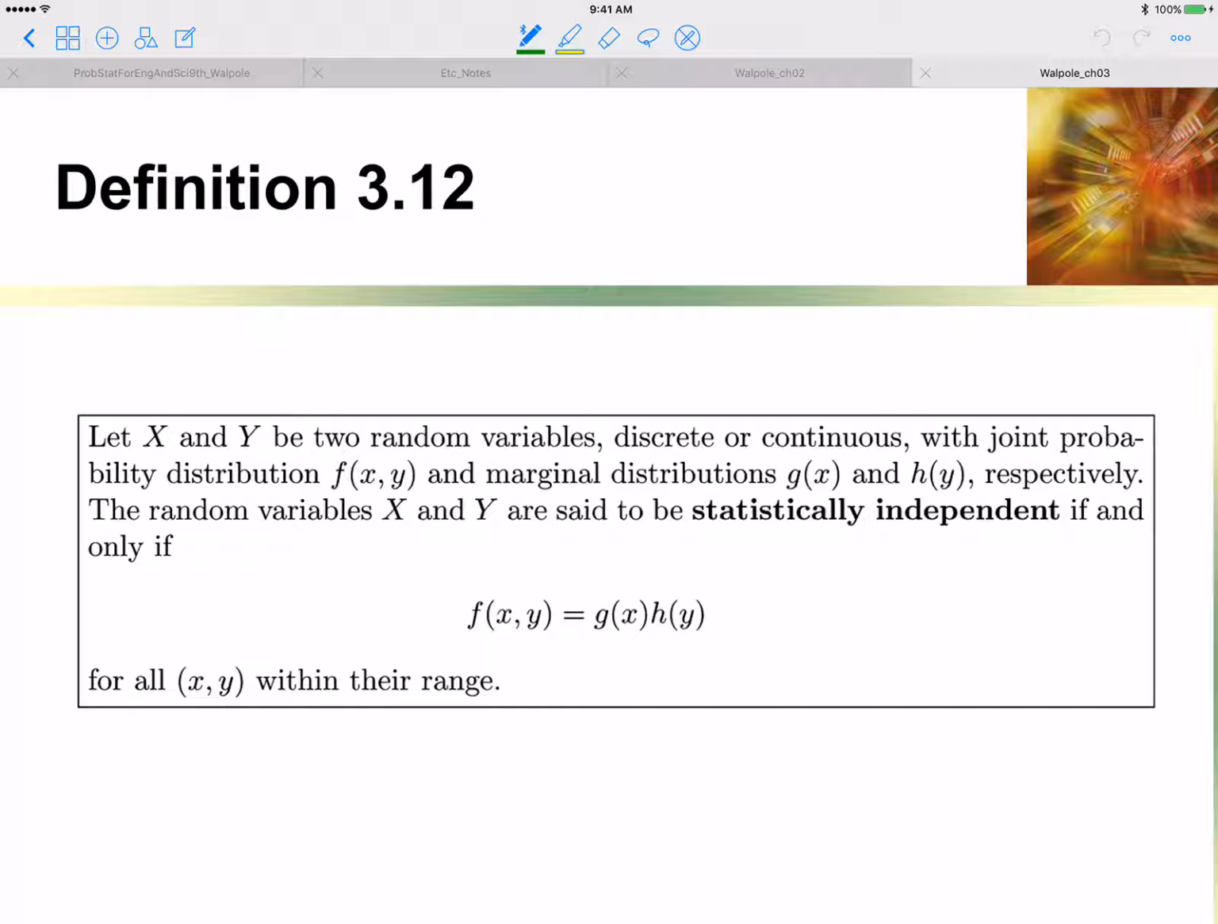Okay, and now the statistical independence. We learned about independence. So what was the definition of independence? It was something like this. X and Y are happening together, but the probability of x happening is the same as the probability of x happening given y.